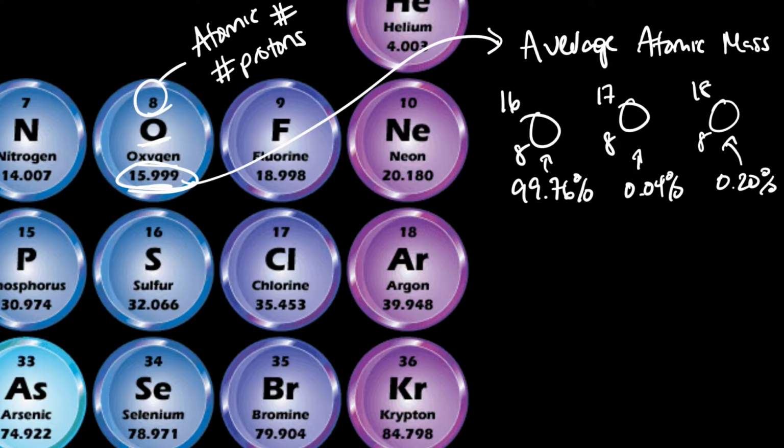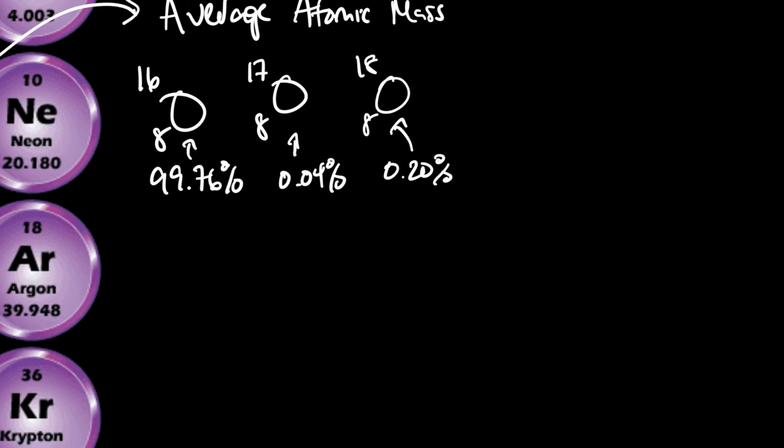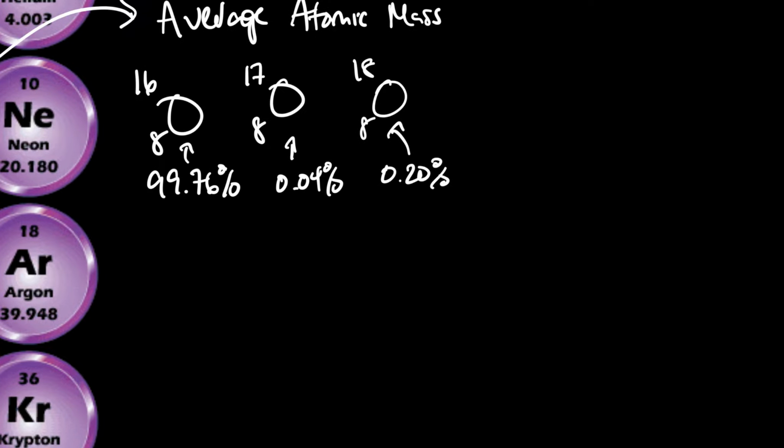So how do they figure this out? It's simple as this: to figure out the average atomic mass, you will add up the masses. You figure out the mass of each of these isotopes and add them up, but you also have to make sure you multiply each mass by its abundance. So how does that look?